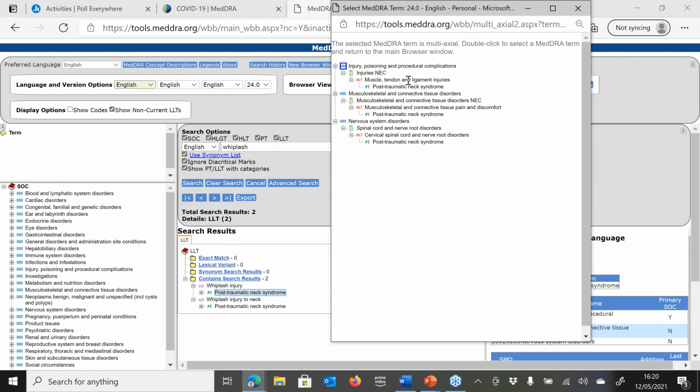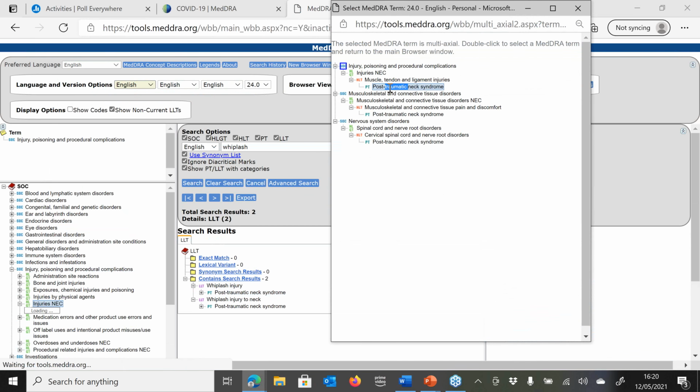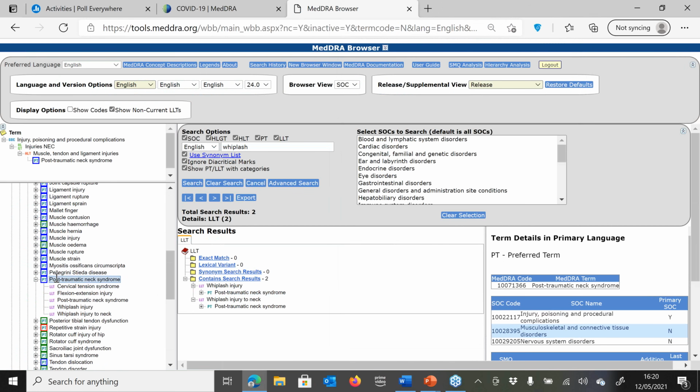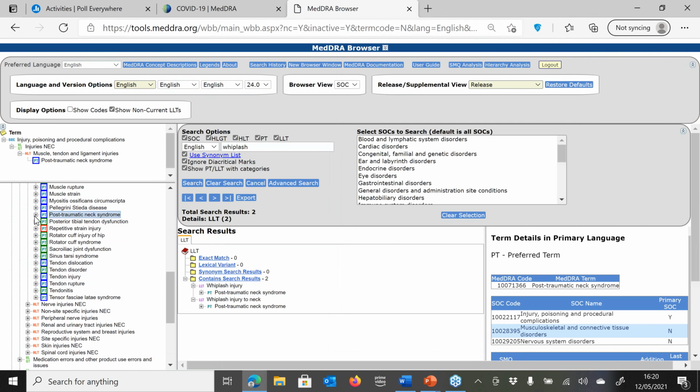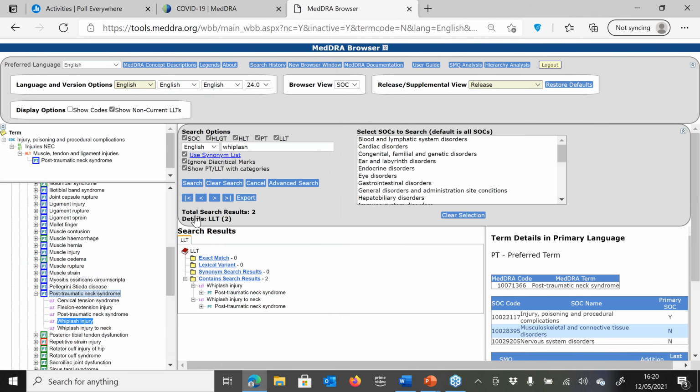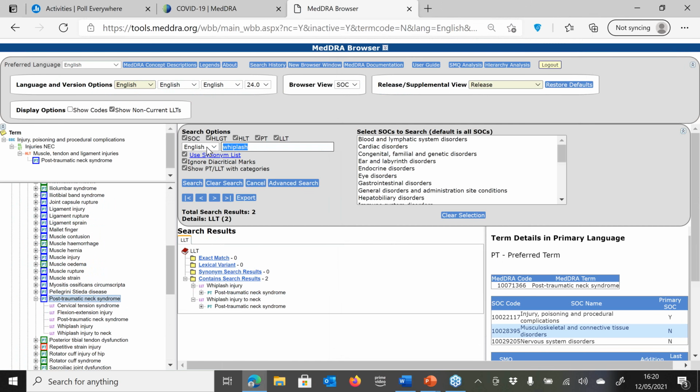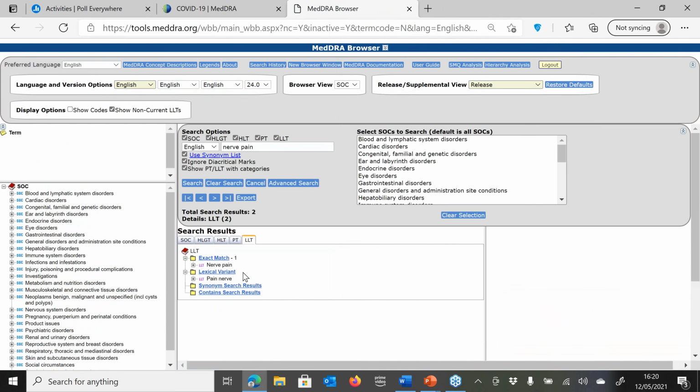We can go to the browser. There it's multi-axial. And there it is. Post-traumatic neck syndrome has a number of LLTs underneath it, including whiplash injury and whiplash injury to neck. So I would go with what's been reported, whiplash injury. That's the best for the whiplash. But what now about our nerve pain? So is there a way of capturing nerve pain which is related to the injury?